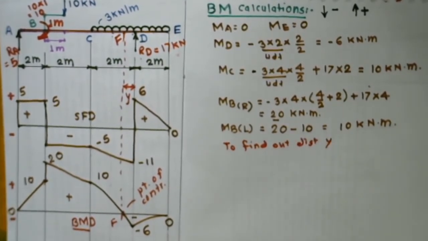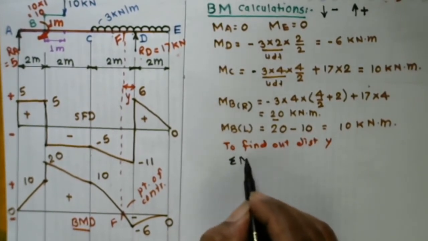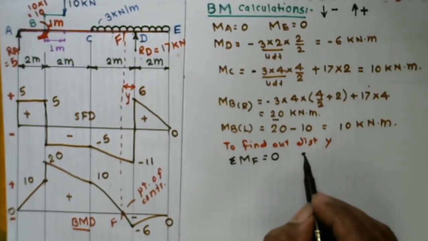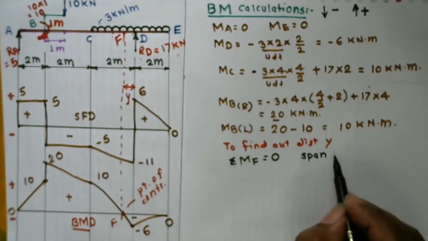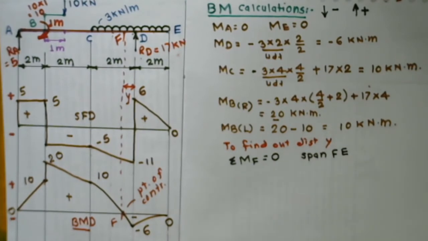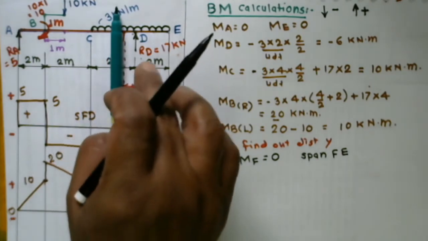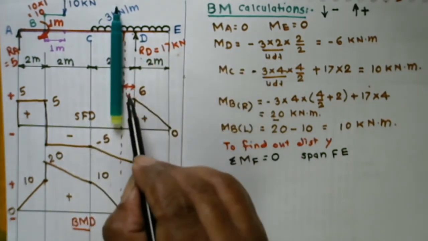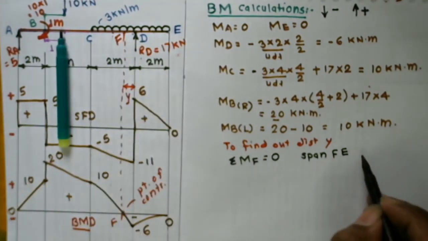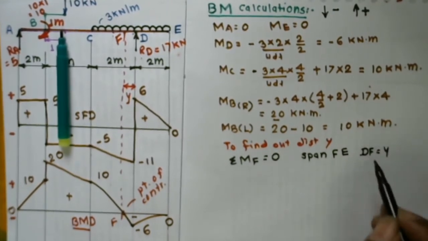we have to take the moments about point F and equate with 0. So the summation of moments about point F is equated with 0. So we have to consider span FE here. It means in short we have to take a section at point F here and consider only the right hand side, and this distance we are taking as y. We are taking this distance DF as y. Is it? Now take moments.